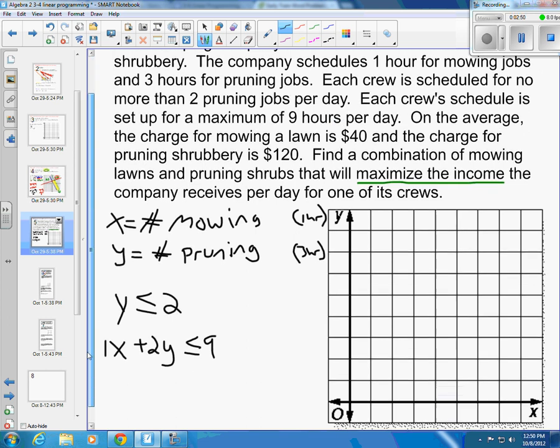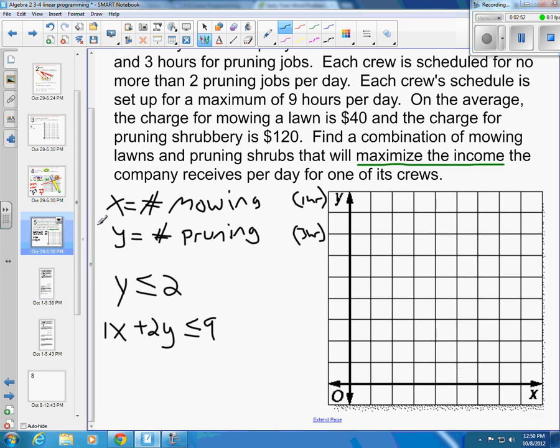We actually have 2 other constraints that we might not think about. Can we prune or mow negative? Okay, the answer to that would be no. So that means that y has to be greater than or equal to 0, and x has to be greater than or equal to 0. Once we have all of our 4 constraints, we're ready to start graphing them. And then again, we'll deal with the second part, our function that we're trying to maximize, in just a bit.